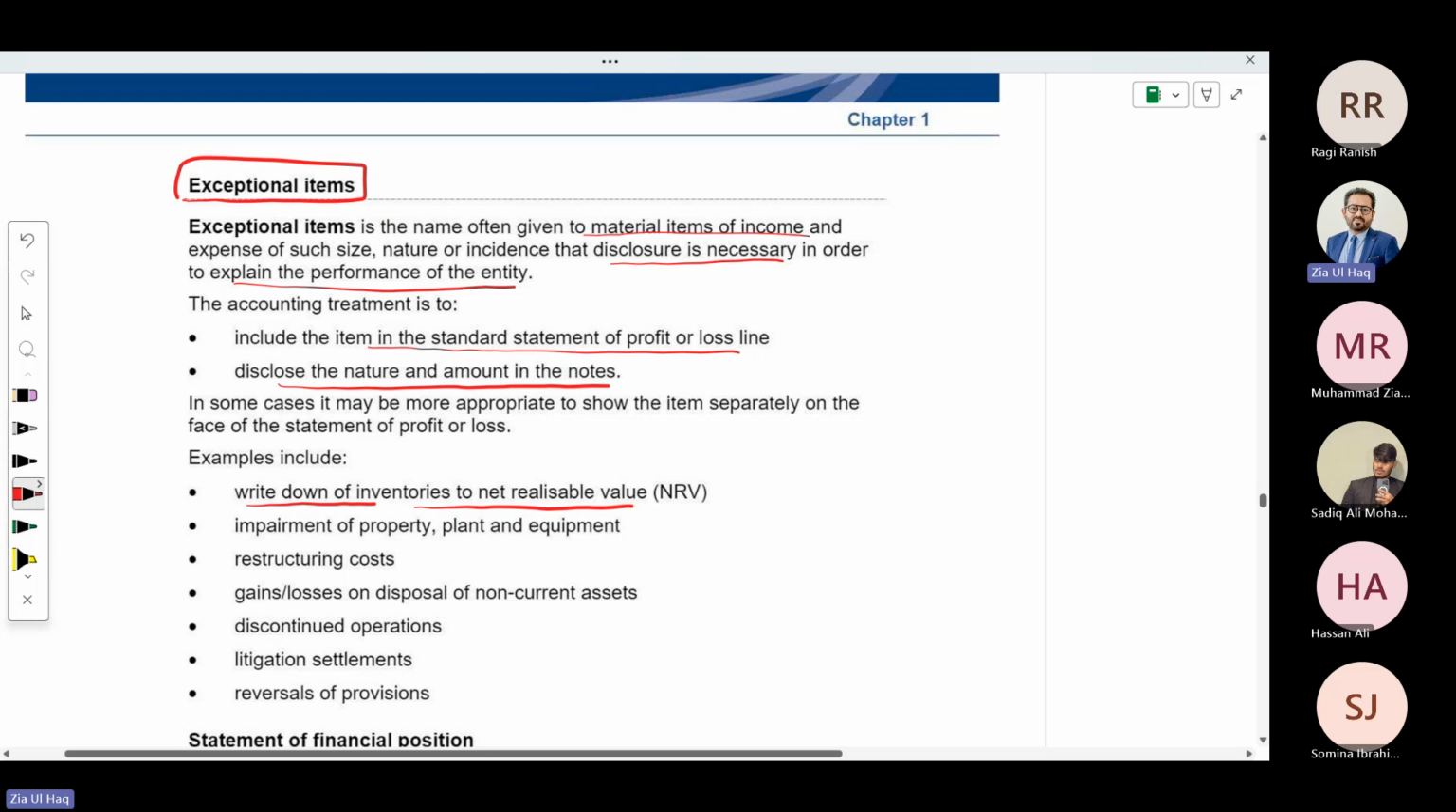You need to provide disclosure regarding impairment of assets, restructuring cost, gain losses on disposal of non-current assets, discontinued operation, litigation settlement, and reversal of provisions. Mean these are some exceptional items relating to profit and loss account about which we need to provide disclosures.